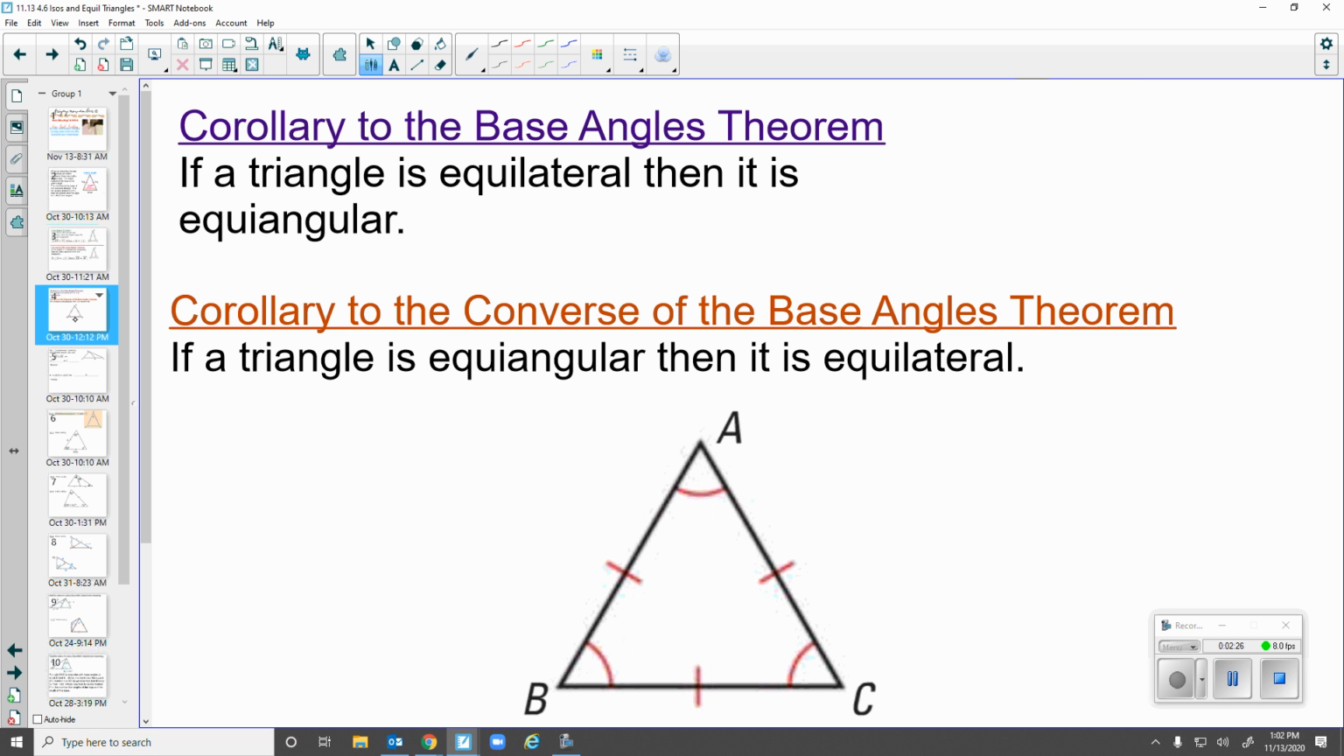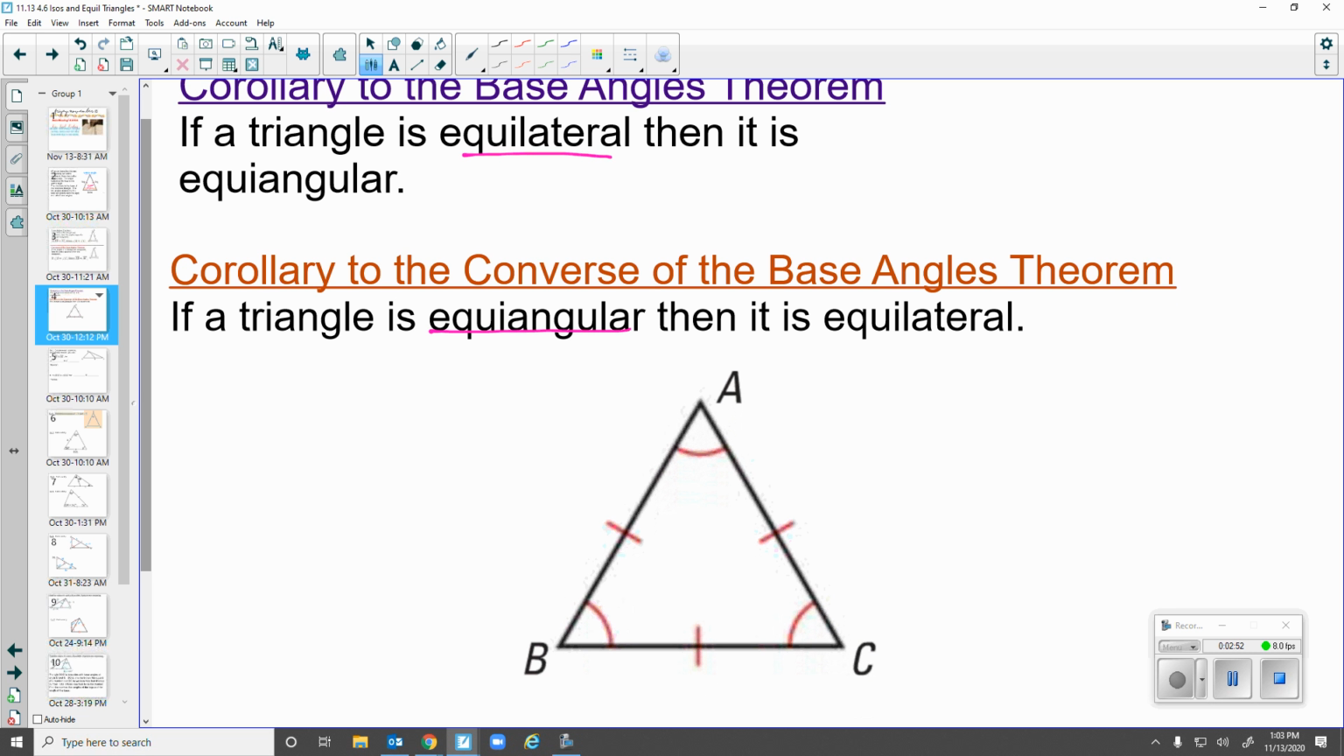Then there are the corollaries that go off of that, because remember, a corollary is something directly attached to the theorem. The corollary of the base angle theorem is about equilateral triangles: if it's equilateral, then it has to be equiangular. And the corollary to the converse says if you have it as equiangular, then the triangle has to be equilateral. It's a direct statement you can make from a theorem.